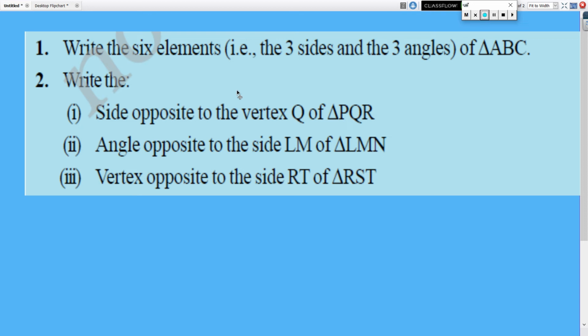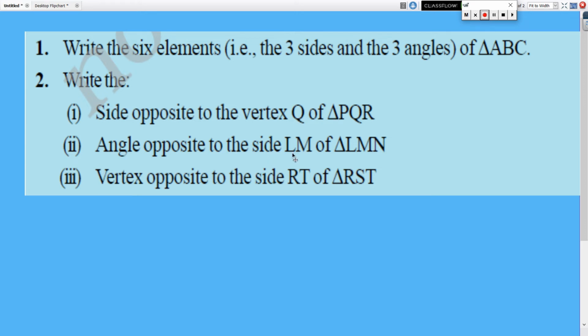Now you can write these two questions. Write the 6 elements, that is 3 sides and 3 angles of triangle ABC. Draw a small triangle ABC and write down the sides and angles. Next, write the side opposite the vertex Q of triangle PQR. Draw a small figure PQR and write the side opposite the vertex Q.